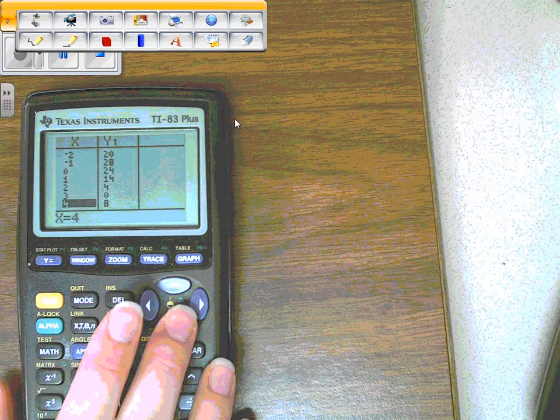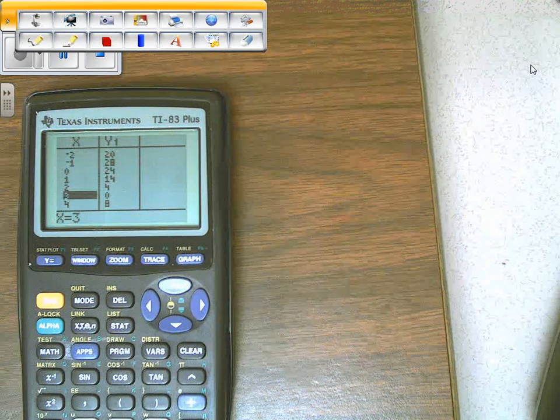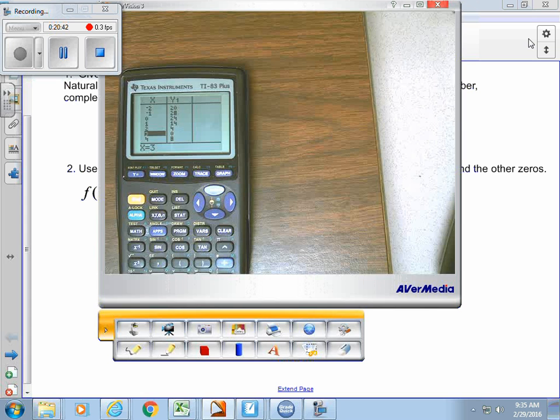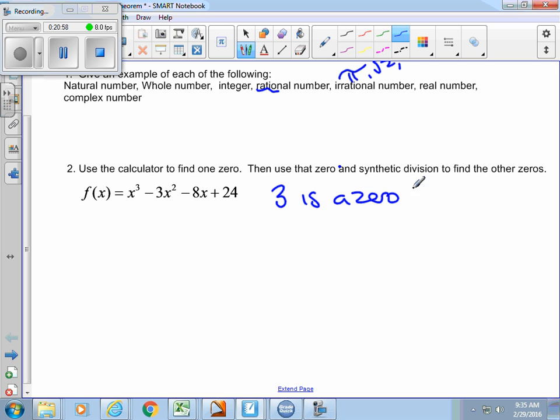However, at 3, does it touch the x-axis? In fact, it just dips down and touches. Do we agree with that? So it probably even has a multiplicity of 2, I would think. But we're just going to go with that once. We'll talk about multiplicity later. So I know that 3 is a 0. I found that by looking at the calculator.